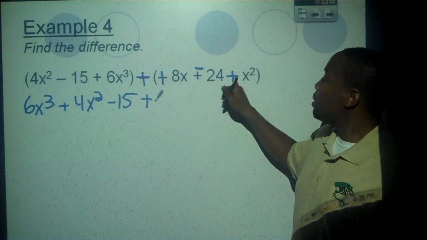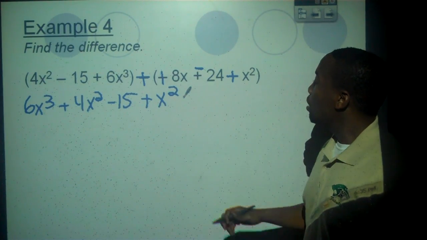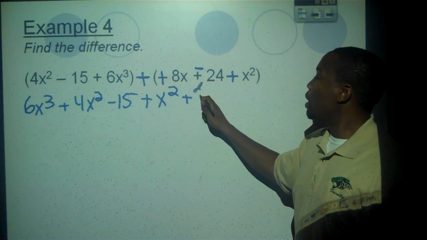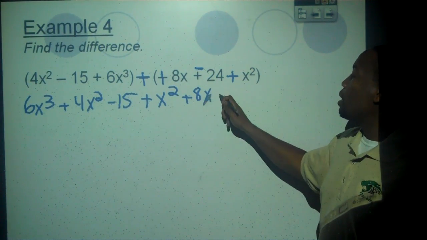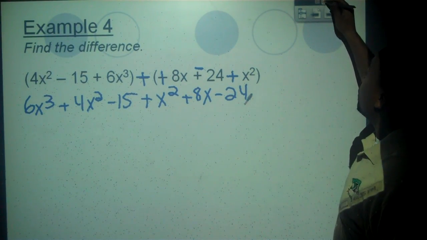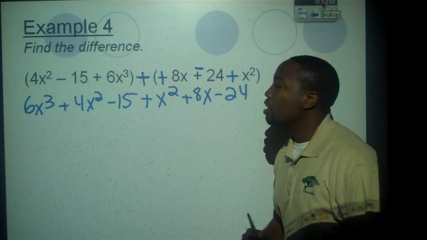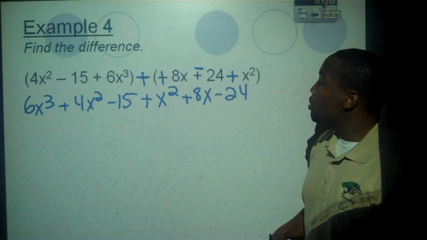So now I've got to put this in standard form. My next one would be positive x squared, and this would be plus 8x. And then I get a minus 24. Now I have that all together. I'm going to follow the same format as I did before, and I'm going to underline the ones that I like.